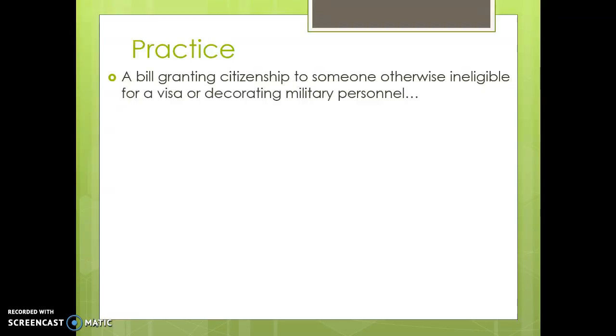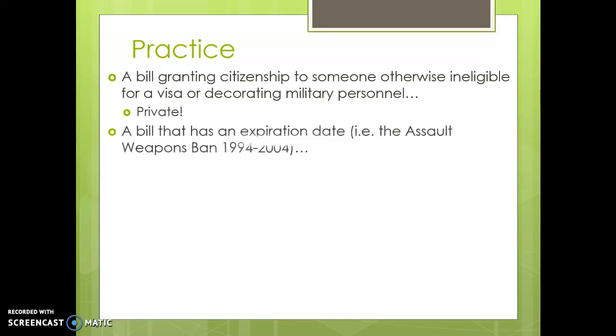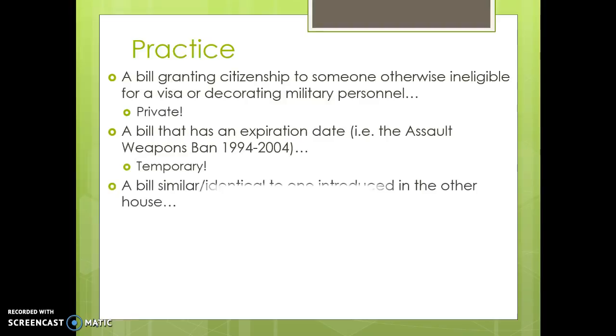So, just for some practice, you have a bill granting citizenship to someone otherwise ineligible for a visa or decorating a military personnel. That is a private bill because it affects a small segment of the population or private citizens. You have a bill that has an expiration date, like the assault weapons ban that was in effect between 1994 and 2004, and then Congress didn't ever re-implement it, which is why people can buy assault weapons. That is a temporary bill.